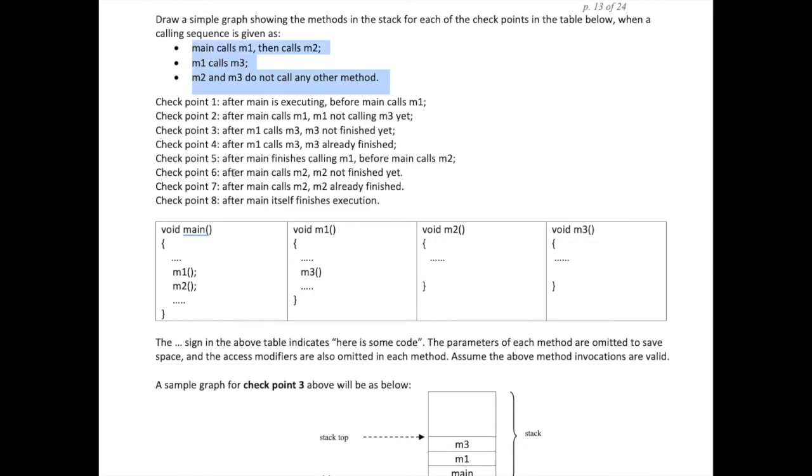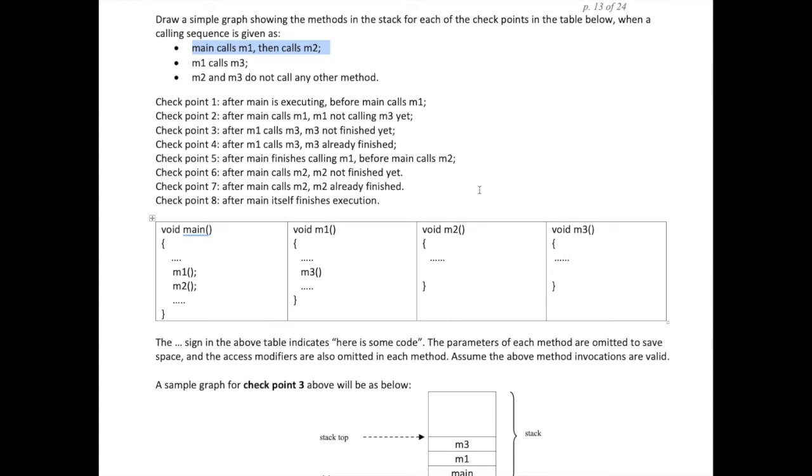This here corresponds to the code down here. So you see, if we look at this one, main calls M1, then calls M2. Here's main. At first it calls M1. So after I call M1, I actually go to M1 here and I do some code. Eventually I go to M3. So M3, then I go over here. I execute some code here.